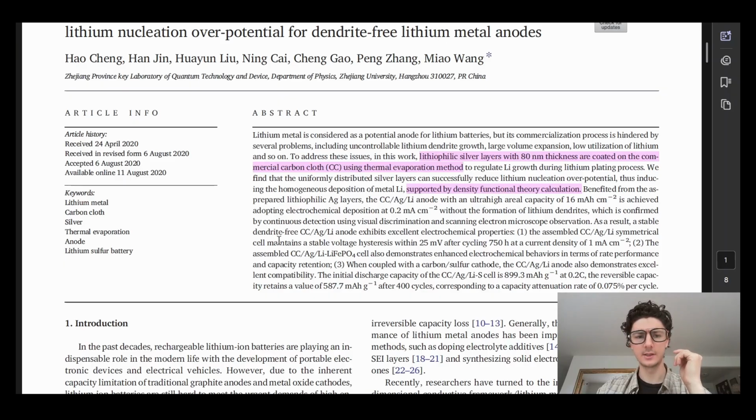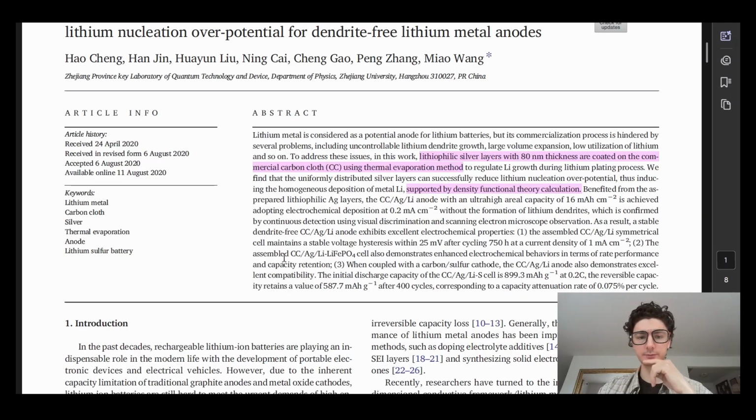As a result, a stable dendrite-free carbon cloth / silver nanoparticle / lithium anode. I don't know if it's silver nanoparticles. It says silver layer, so it might not be silver nanoparticles. My bad. Exhibits excellent electrochemical properties. And here are the properties. 1. The assembled CC/Ag/lithium symmetric cell maintains a stable voltage hysteresis within 25 millivolts after cycling 750 hours at a current density of 1 milliamp per centimeter squared.